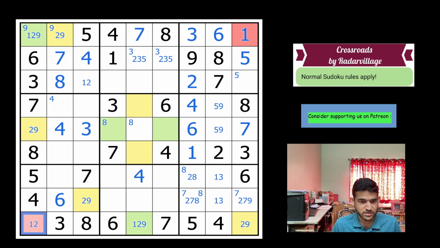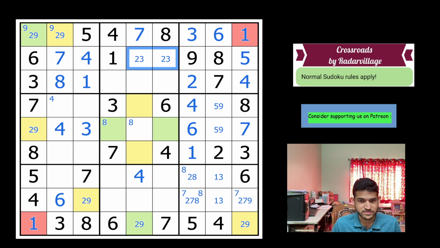I can place a 1 here. So the green is a 2 or a 9. So 2, 9 pair. So that gives a 1 here. Excellent. So the last left out digit in box 3 is a 4. This becomes a 2, 3.